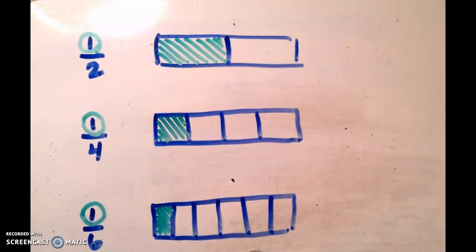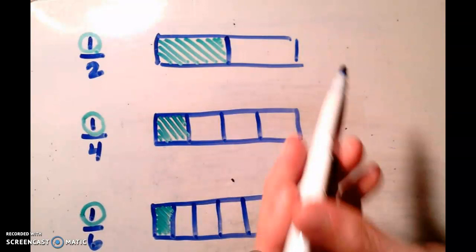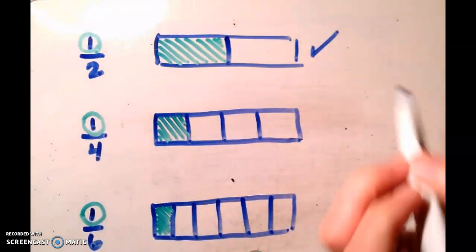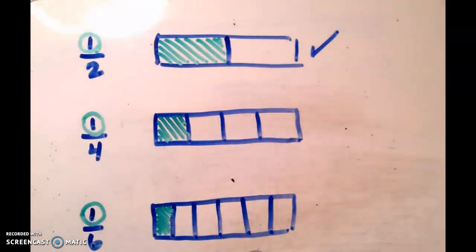So if I were to ask you which of these fractions has the most eaten, we know that it's half. If I were to ask you which of these candy bars has the least amount eaten, it would be 1/6. So even though that bottom number is bigger, what it's really telling us is that this candy bar is cut into smaller pieces because there's more pieces there.